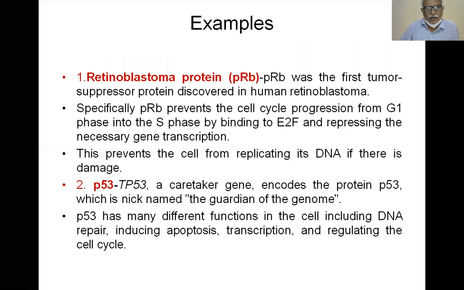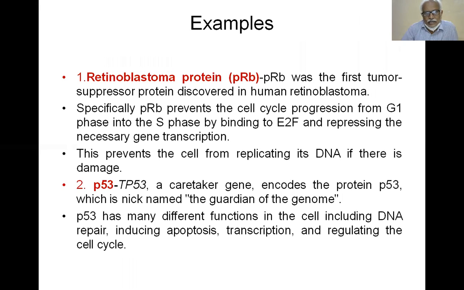So examples: retinoblastoma protein, RB protein, PRB protein. PRB was the first tumor suppressor protein discovered in human retinoblastoma. Specifically, PRB prevents the cell cycle progression from G1 phase into S phase by binding to E2F and repressing the necessary gene transcription. So this prevents the cell from replicating its DNA if there is damage.